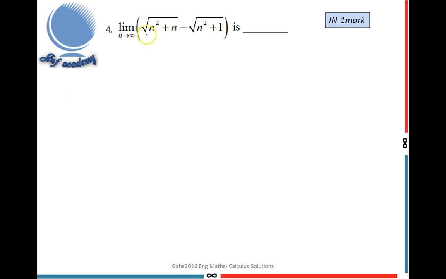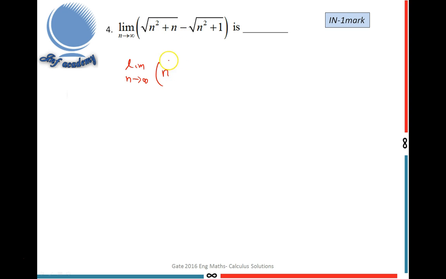Now the fourth problem: limit n tends to infinity of root of n square plus n minus root of n square plus 1. What is this? This question is from the IN department. It has 1 mark. First, this is limit n tends to infinity. So in this case, I take the highest power of n outside. The highest power of n is root n square.